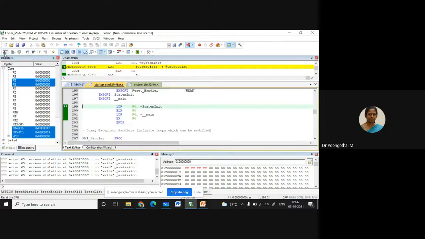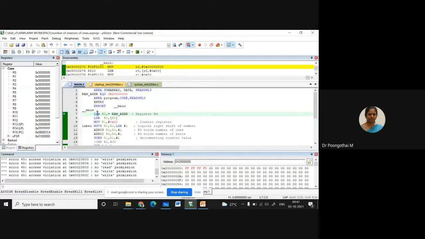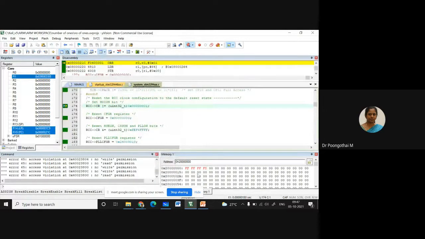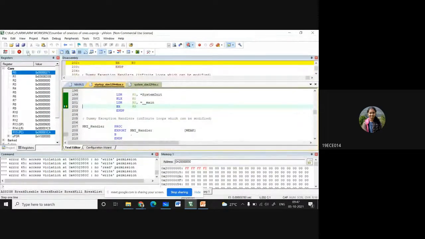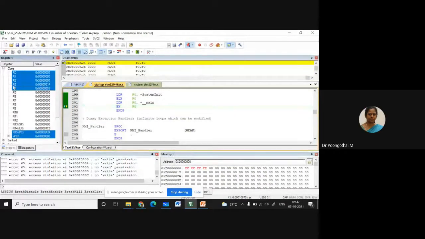Suppose your input is FD. Let's see what will happen. What is the answer for this particular input? How many ones? 31 ones, ma'am. Yes, 1F. So here your R3 holds 1F, which is equal to 31 in decimal, and your R4 holds 1. So in this way we can trace the number of ones and number of zeros in a 32-bit number.